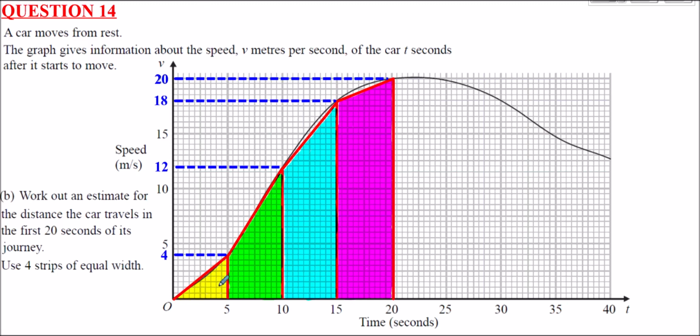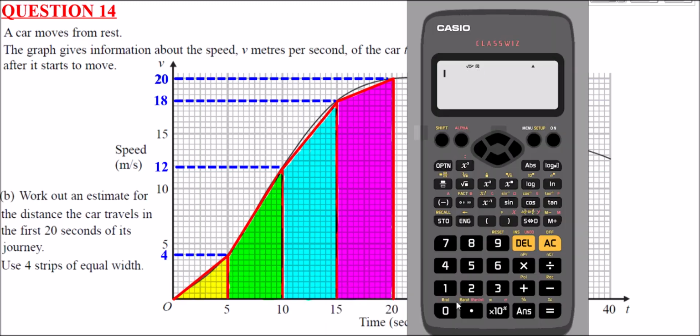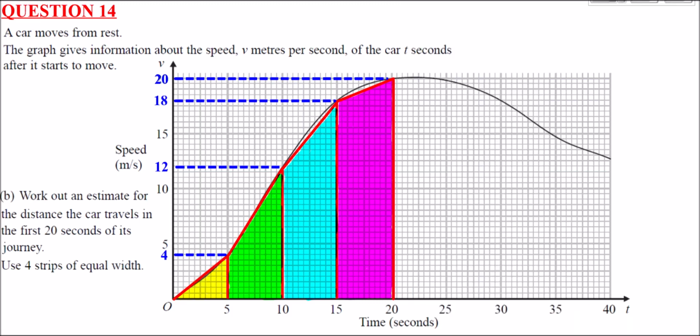So first of all, this yellow strip. This yellow one, I'm hoping you can see quite clearly that this is going to be a triangle. So it's 5 wide, 4 high. So the area of a triangle is half base times height. So for this first yellow one, we're going to have half, I'm just going to call it 0.5, times 5 times 4. That's 10. So this one here is 10.